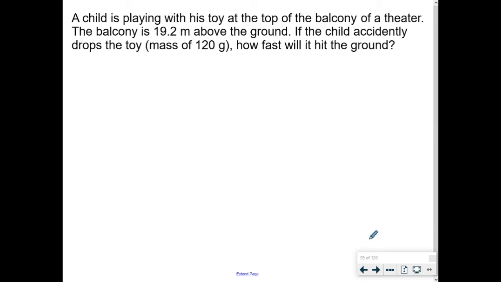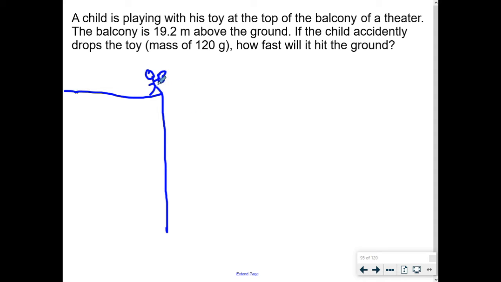I have number 4. Another scenario. Let's say there's a child playing with a toy at the top of a balcony of a theater. So like, the kid got brought along to the opera. I don't know why this balcony is 19.2 meters above the ground, because that's ridiculously high. But anyways, the child... Okay. This is honestly the exact same scenario. Here is the balcony up top here. Here's the little kid with their stuffy. So a little stuffy up there.